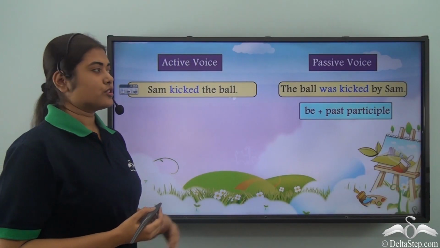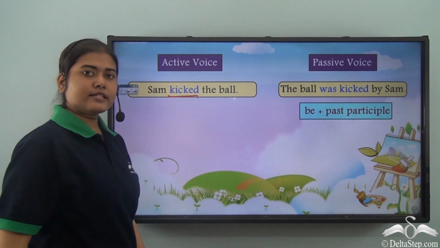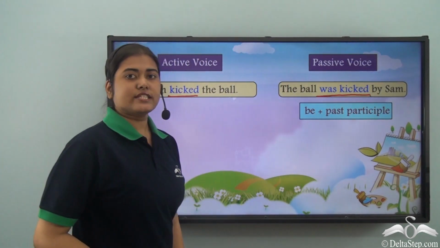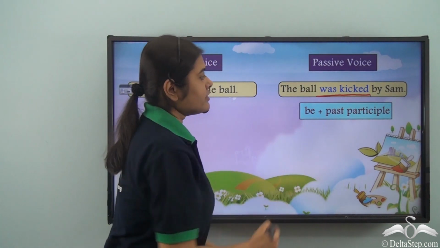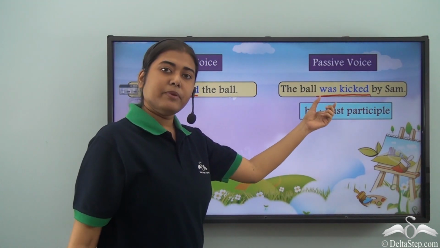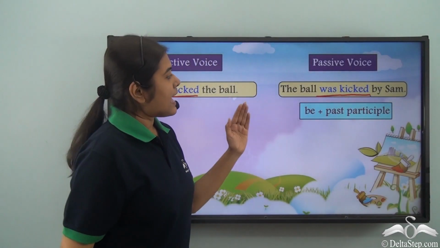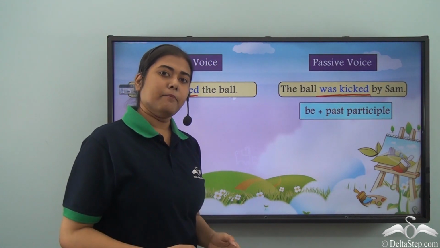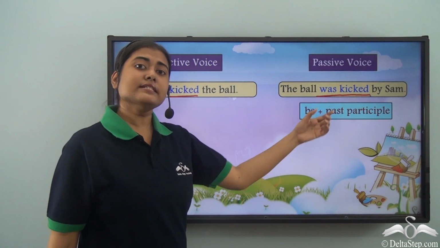What else do we note? In the active voice, what is the verb form? Kicked. In the passive voice, the verb form is was kicked. So what is it? We have the auxiliary be verb and then the past participle form of the verb kick. So first we have a be auxiliary verb or the helping verb which takes a suitable tense, and then it is followed by the past participle form of the base verb. In this case our base verb is kick and the past participle form is kicked.